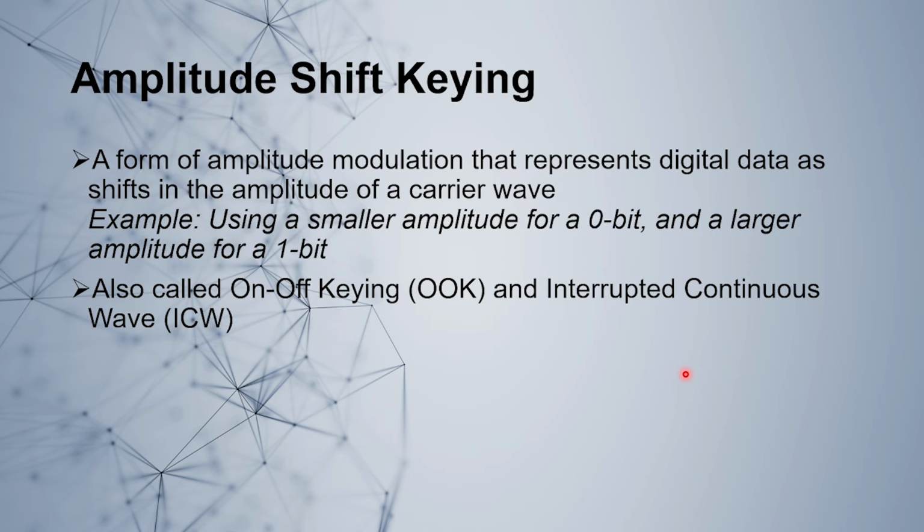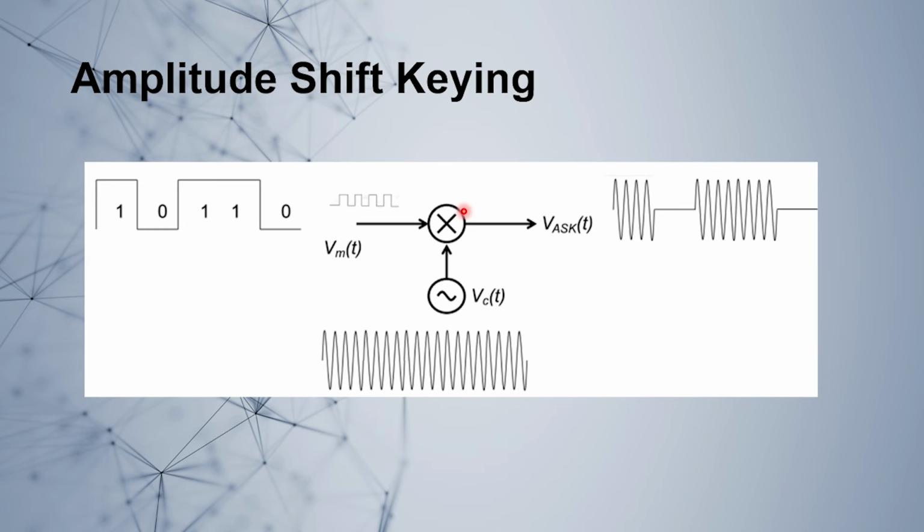Moving on to the first main technique, amplitude shift keying (ASK). This is a technique in which we represent the digital data as shifts in the amplitude of the carrier wave. For example, we will represent the smaller amplitude for 0 bit and larger amplitude as 1 bit according to the digital signal that we receive. This can also be called on and off keying or interrupted continuous wave, ICW. So this is the basic concept.